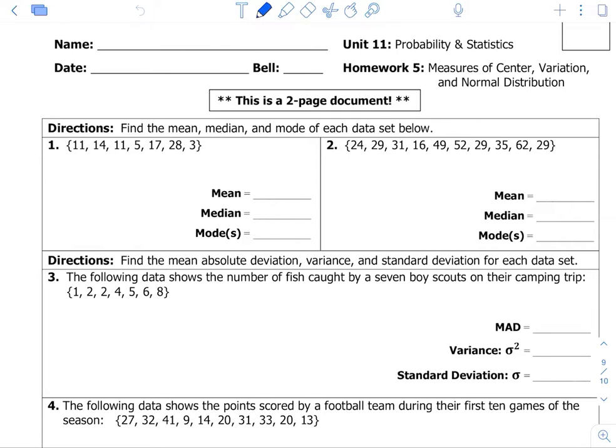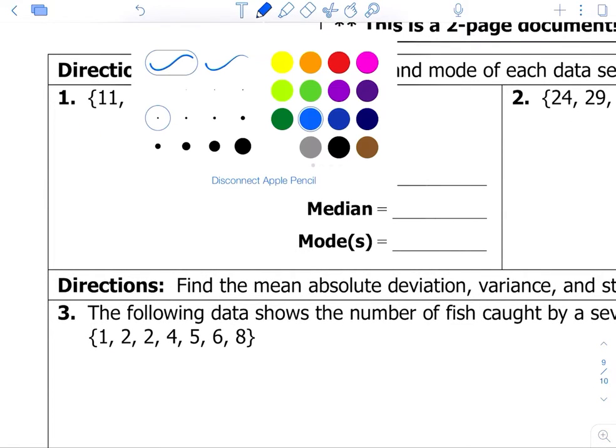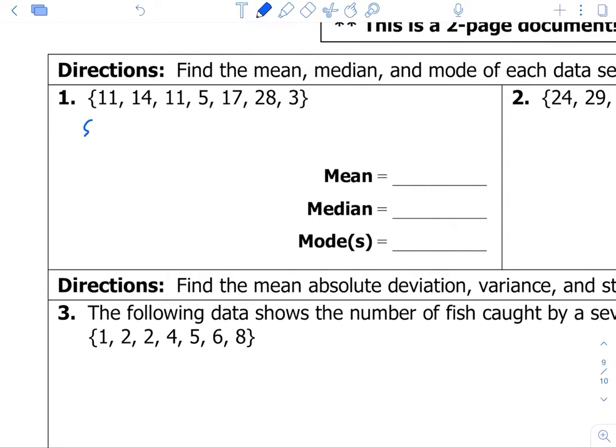Just like in our notes, the first thing you want to do is put this in order. So we have 3, 5, 2 11s, 14, 17, and 28. Alright, so that's putting it in order.